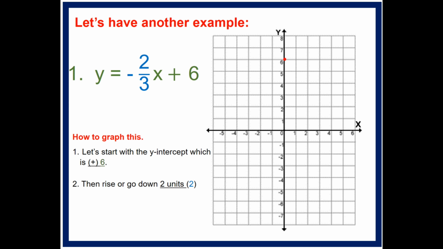Our next step is rise, or go down 2 units. Why go down 2 units? Because it is negative. Look at the green arrow going down 2 units. And after that, run, or go right 3 units. Then we count 1, 2, and 3, and we put a dot in that place. There you go.